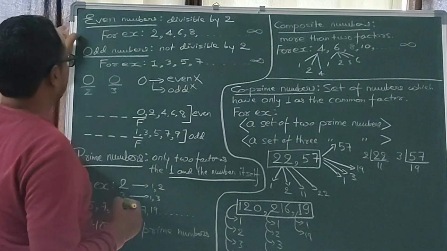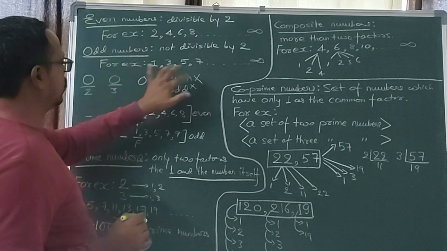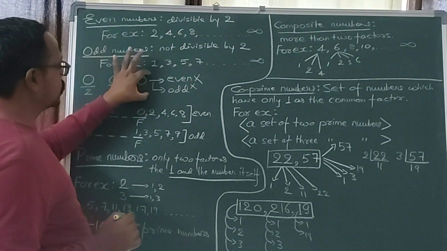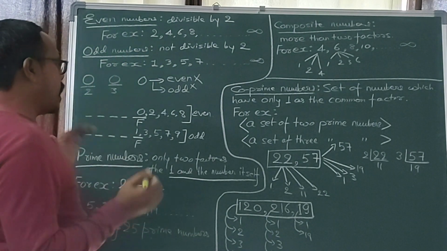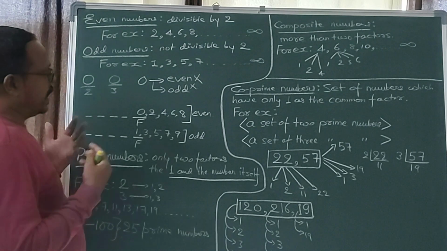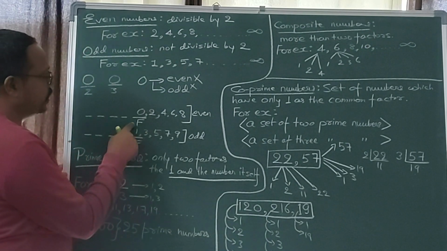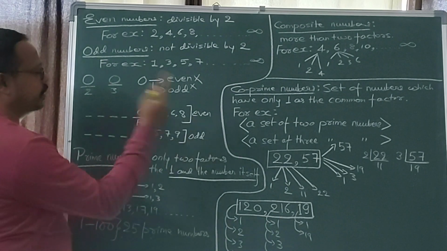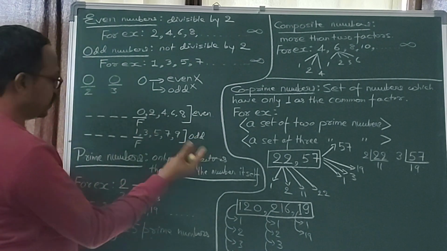Even numbers are divisible by 2, yes. Odd numbers are not divisible by 2. 1. 0 is neither even nor odd. How to recognize an even number? Very simple. At the first place, if you see 0, 2, 4, 6, 8, it is an even number. If at the first place you see 1, 3, 5, 7, 9, it is an odd number.